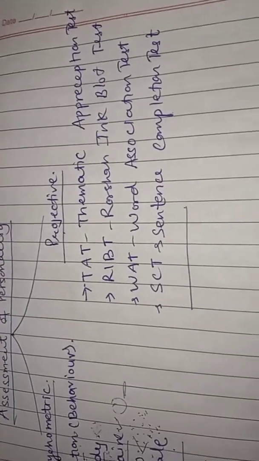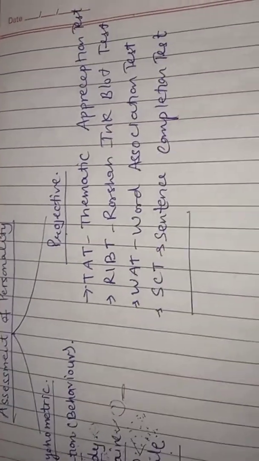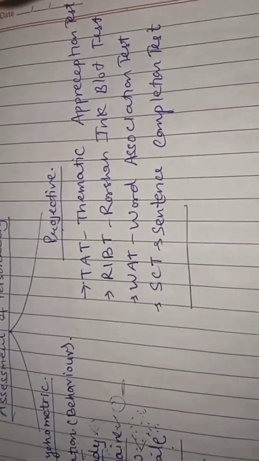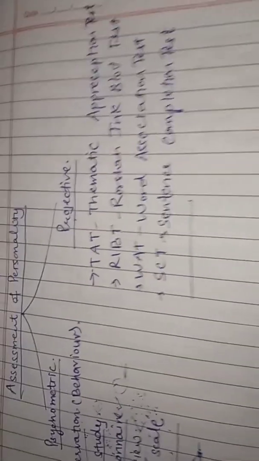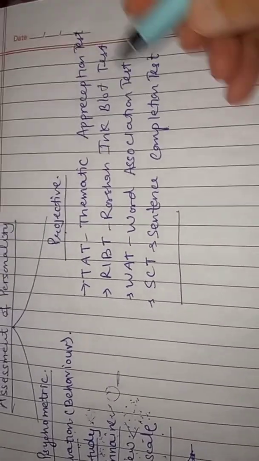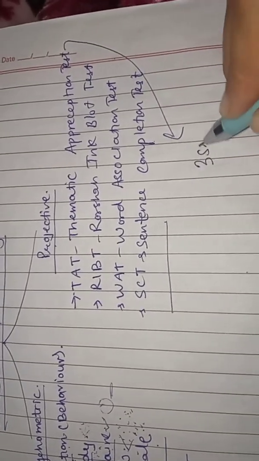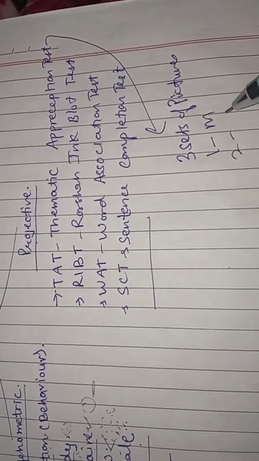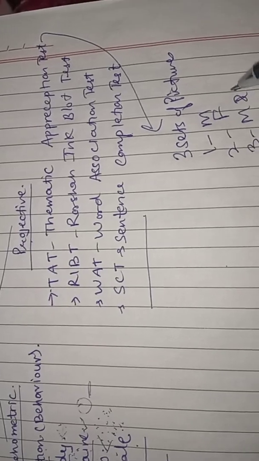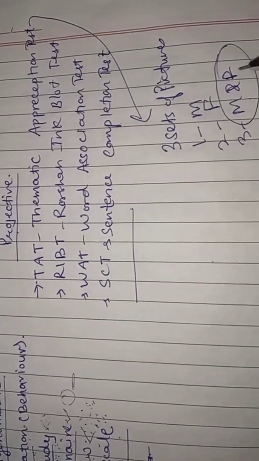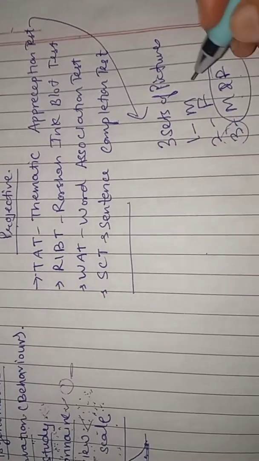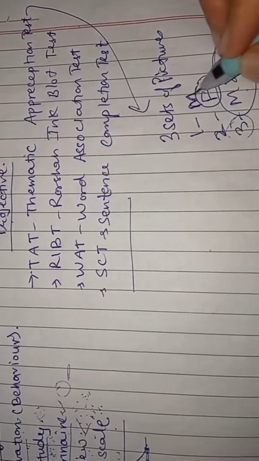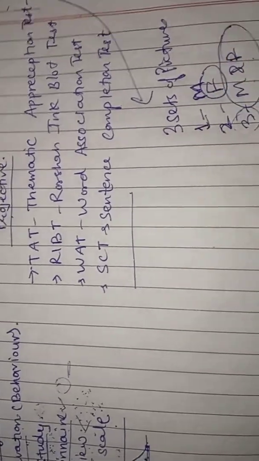Now we will discuss all these methods one by one. First of all, we are going to talk about the Thematic Apperception Test. This was first given by Murray, and in this TAT there are mainly 3 sets of pictures: one set is for male, second set is for female, third is for male and female both. If in a group I am going to study male and female both, then I use the third set. If my research is only on females, I use the second set. If my research is only on males, I use the first set.